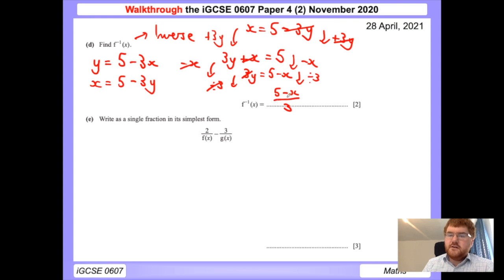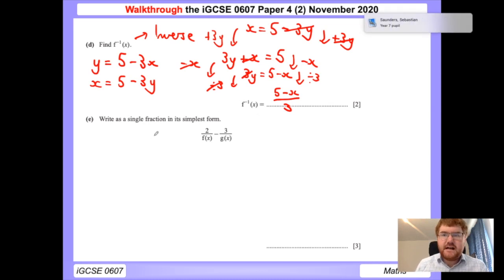You've still got the correct answer there without having to switch at the end. Okay, all good. And the last question is an algebraic fraction question. So we want to write a single fraction in its simplest form.